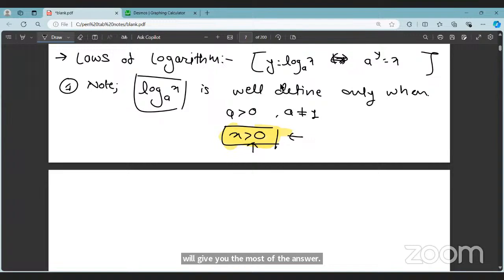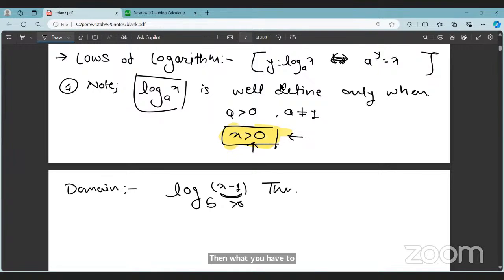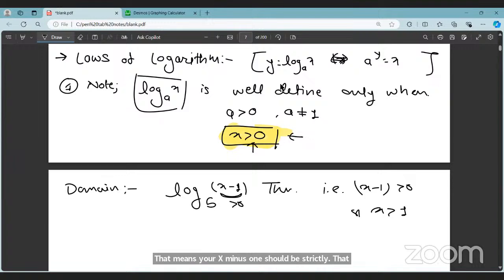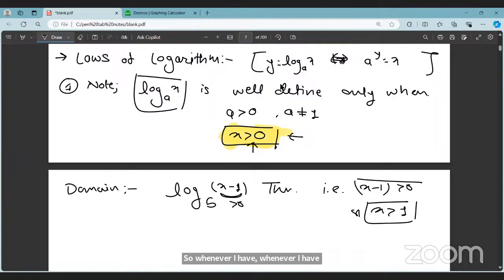For example, let's take a simple example. If you have to find the domain of log base 5 of x minus 1, right? Then what you have to do, you know that this part should be strictly greater than 0. That means x minus 1 should be strictly greater than 0. That means your x should be strictly greater than 1. So whenever I have x strictly greater than 1, I'll get x minus 1 strictly greater than 0, and my log will be well defined.